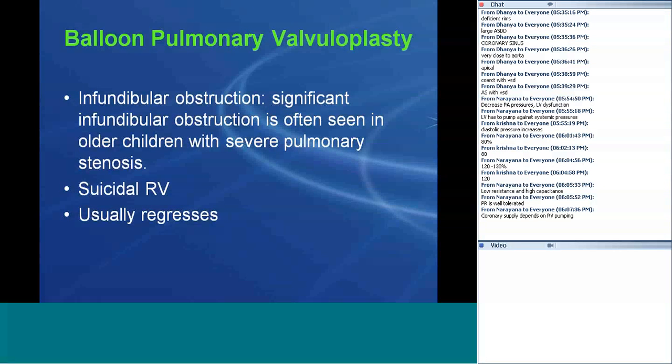Narayana replies that coronary supply depends on RV pumping. No, that's not the thing. No, that's not really the answer. Suicidal RV is something different. Anyone else? Krishna?